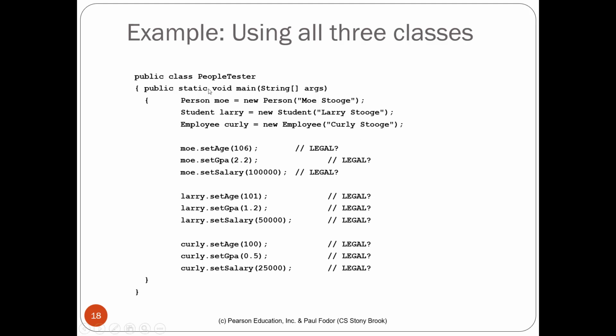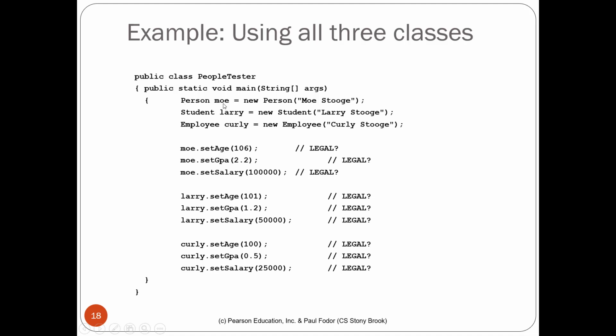PeopleTester is the name of the program. More meaningful, right? So here, what do we have? We are creating some objects named Mo, Larry, and Curly. Now we should think about what kind of objects these are. Mo is a person. Why? Because that's what we have as the type.